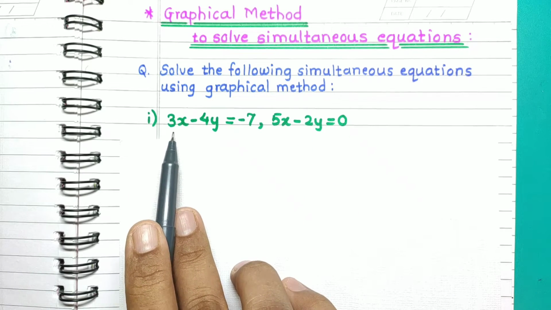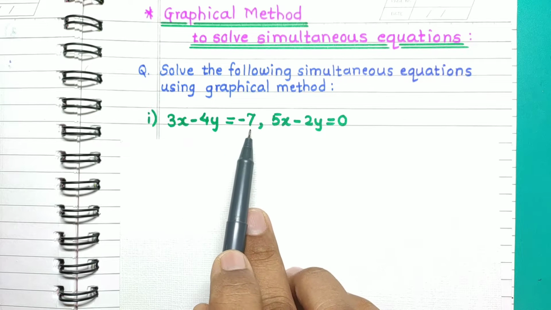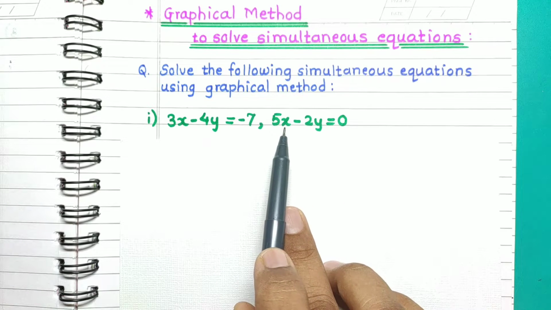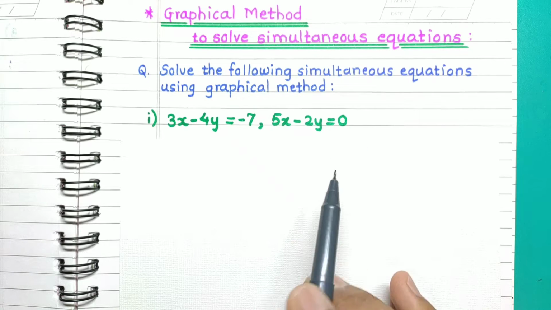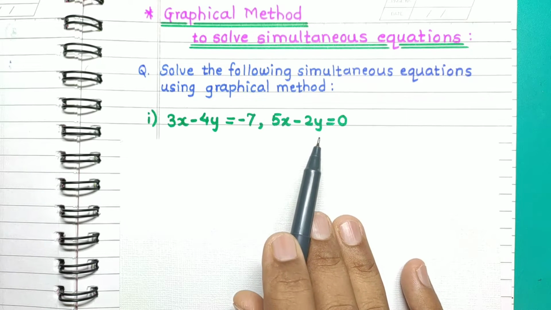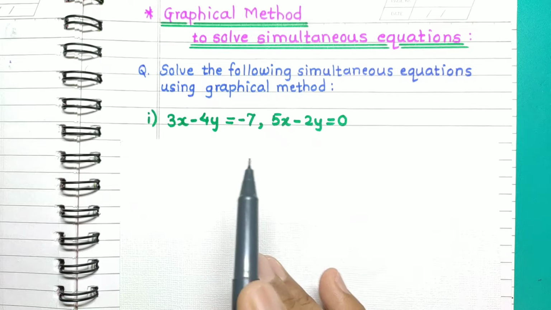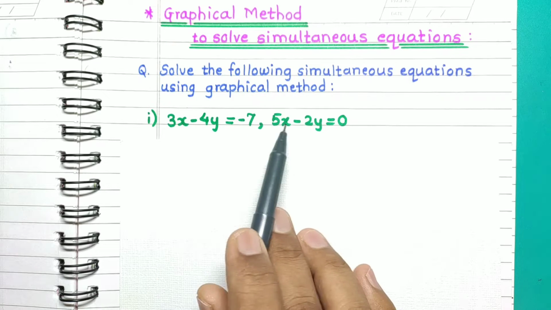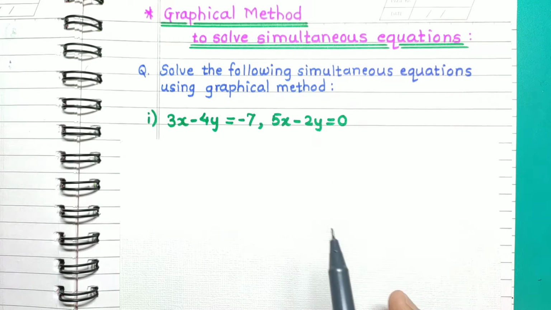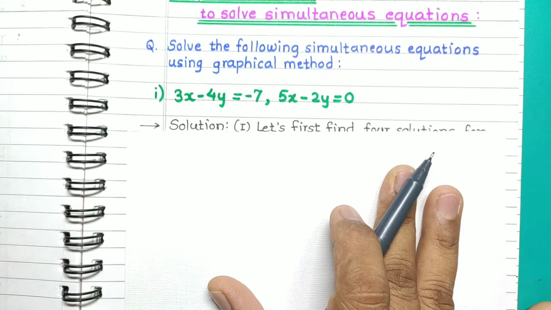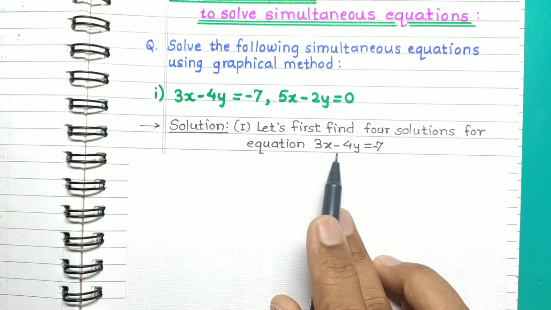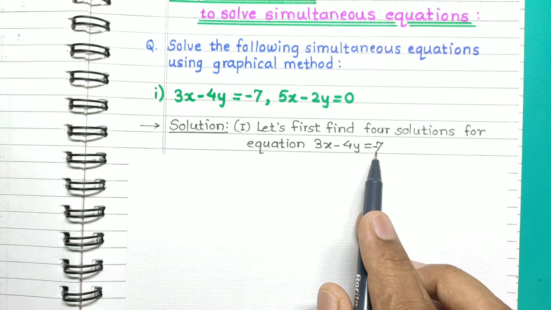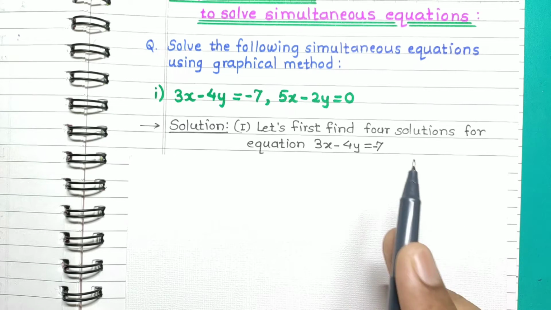First one is 3x minus 4y is equal to minus 7 and second is 5x minus 2y is equal to 0. To solve these equations graphically, first we have to draw graphs of these two linear equations. So in the solution, let's first find out four solutions for the equation 3x minus 4y is equal to minus 7.